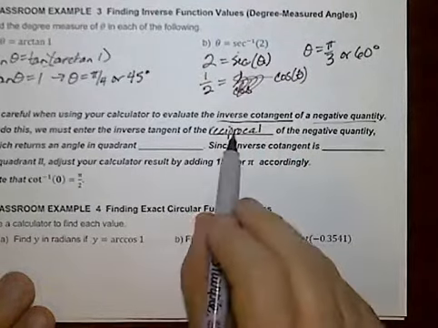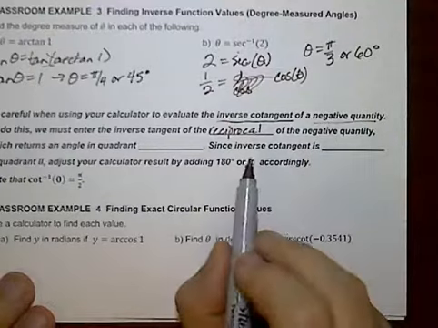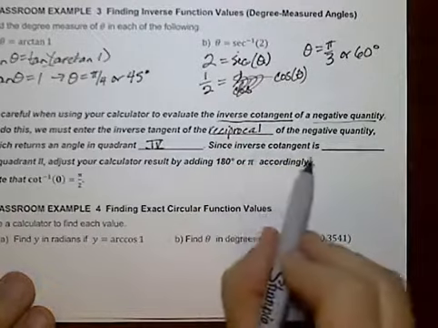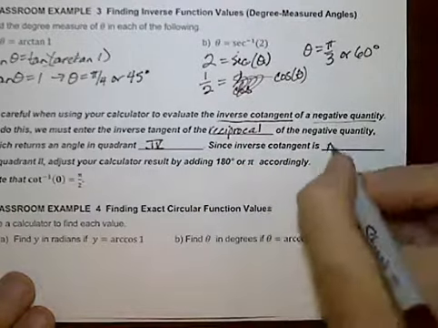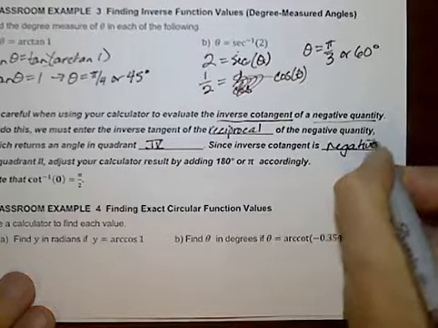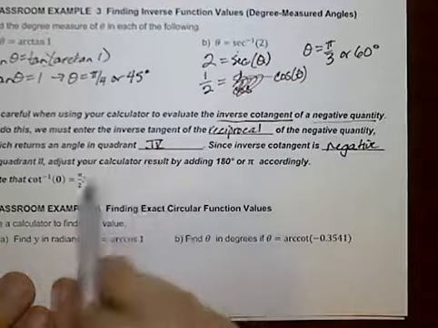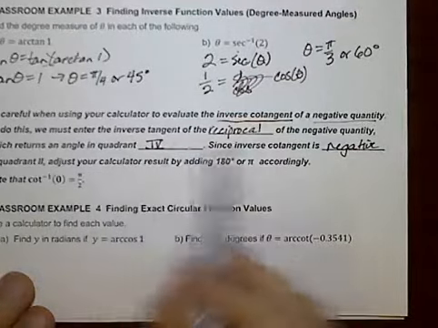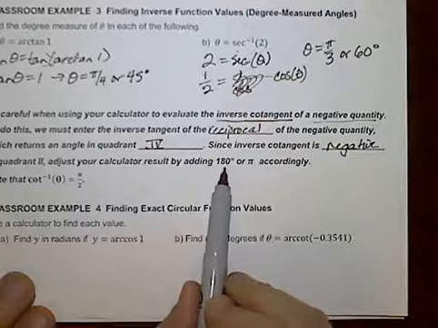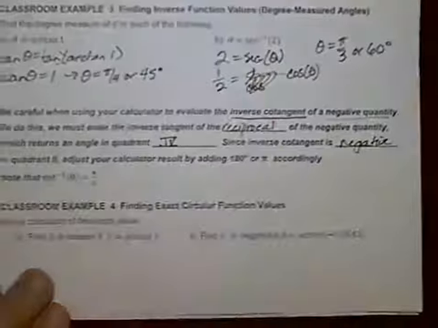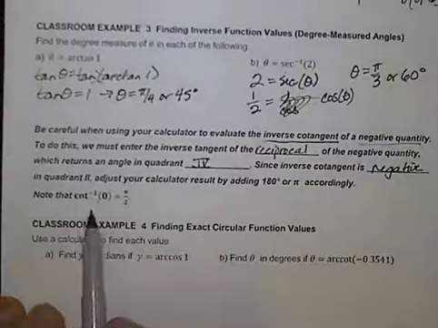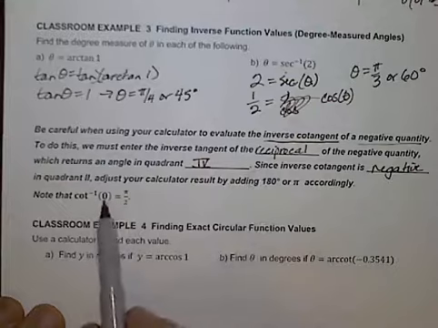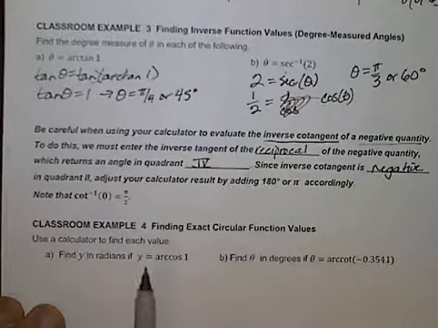But if you do the inverse tangent of a negative number, it's going to give you an answer that's in quadrant 4. Inverse cotangent is negative in quadrant 2. To get from a quadrant 4 angle to a quadrant 2 angle, what you have to do is just take the angle that it gives you from here and add either 180 degrees or pi, depending on whether you're in degrees or radians. And the other thing to remember, since you can't do the reciprocal of 0, the inverse cotangent of 0 is actually equal to pi over 2.